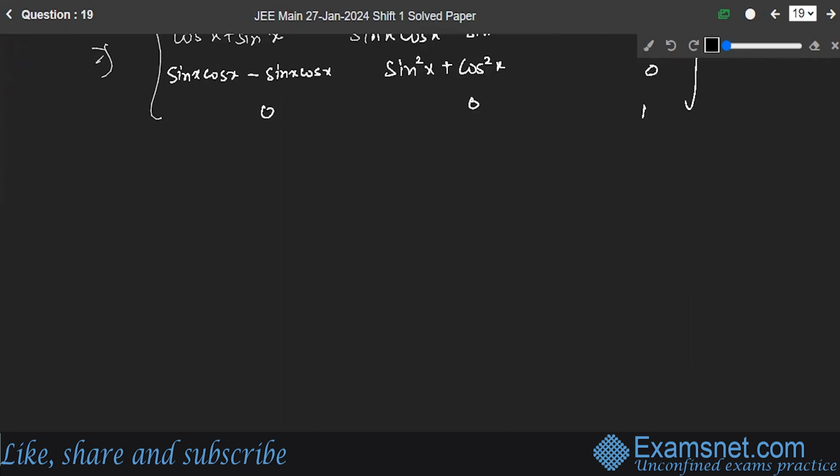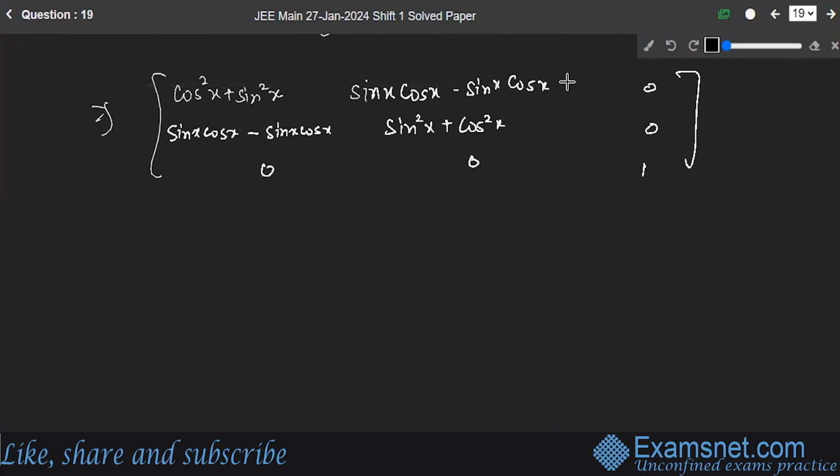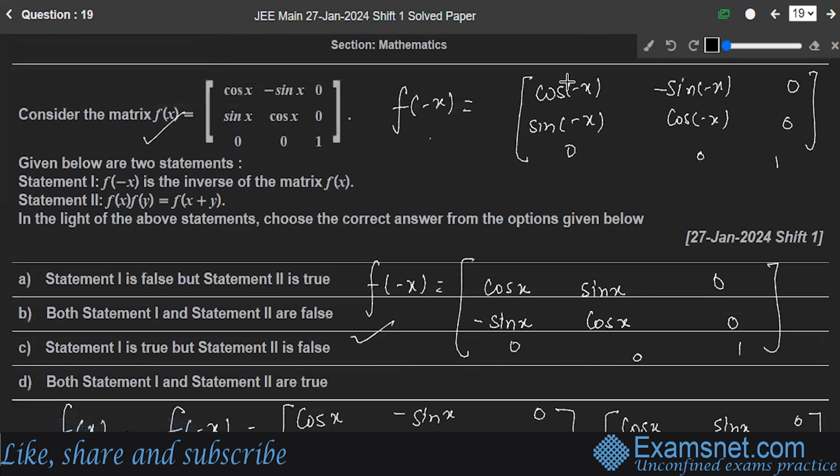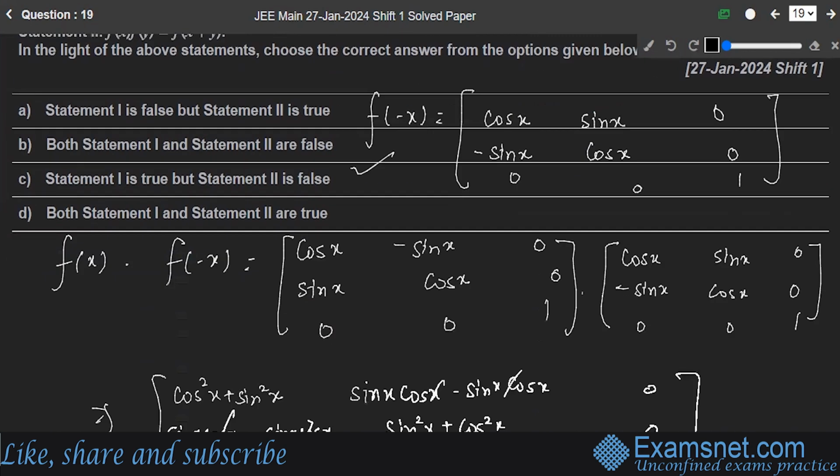You know, sine square x plus cos square x is equal to 1. So this will be equal to 1, 0, 0, 0, 1, 0, 0, 0, 1. This is your identity matrix. That means, yes, they are inverse of each other. Statement 1 is correct. Okay. Second one: f(x) into f(y) is equal to f(x+y).